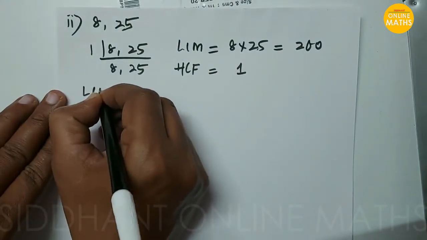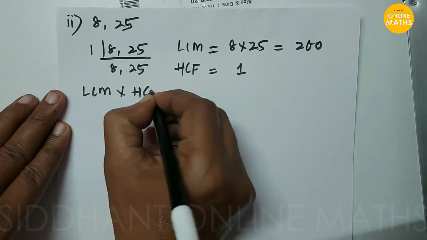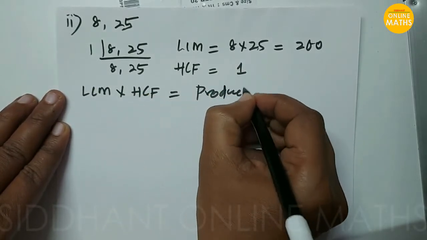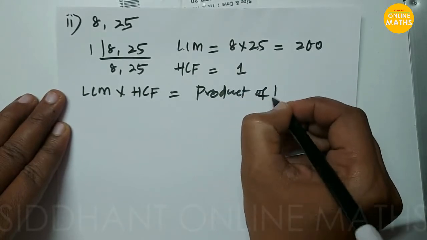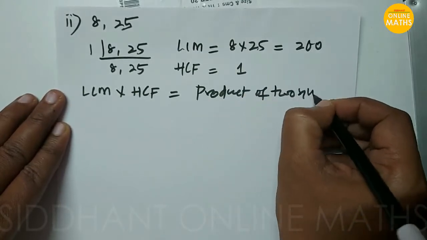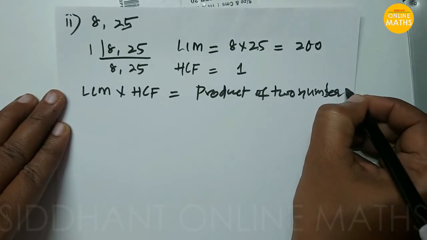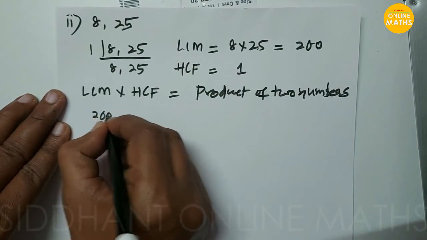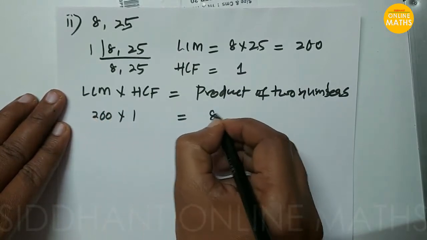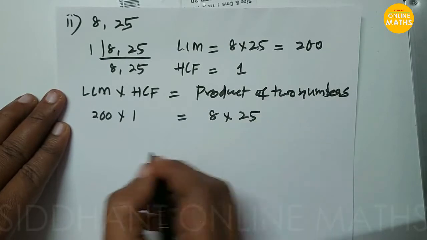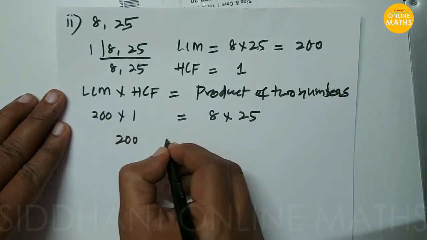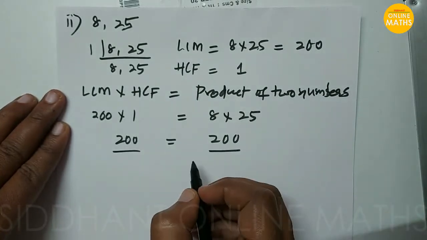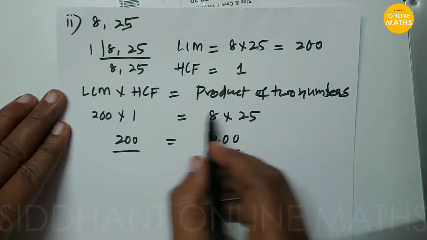So when you multiply HCF into LCM, that is equal to the product of the two numbers. So LCM is 200 into 1, and the product of the two numbers is 8 into 25. So 200 is equal to 200. Both the values are the same. We can say that the relationship is true.